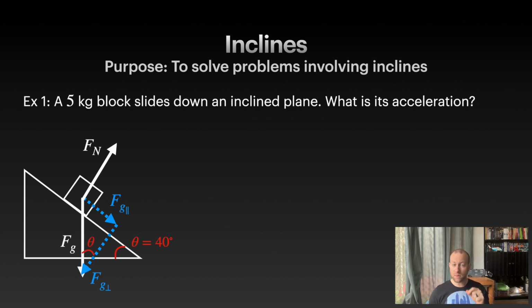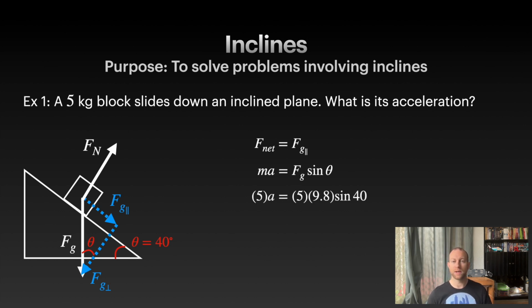So remember, the normal force and Fg perpendicular cancel each other out. So our acceleration is caused by Fg parallel. So F net equals Fg parallel. F net is ma. Fg parallel, I just showed you in the other slide how we got this. Plug in numbers, solve for acceleration.